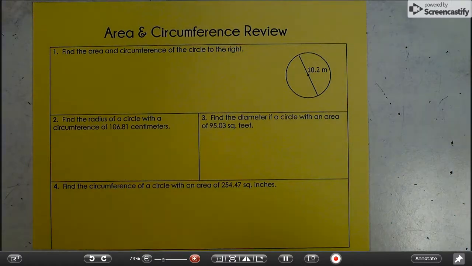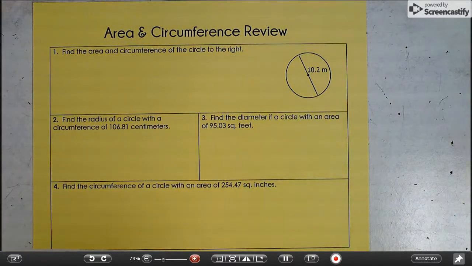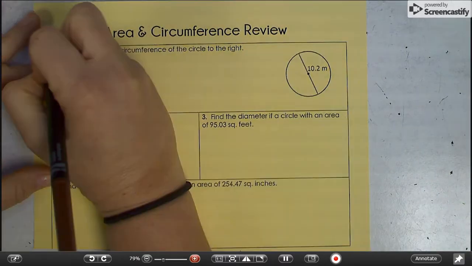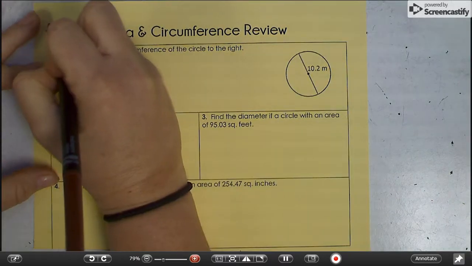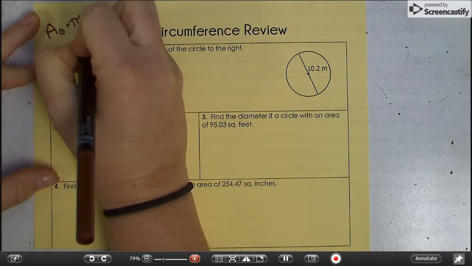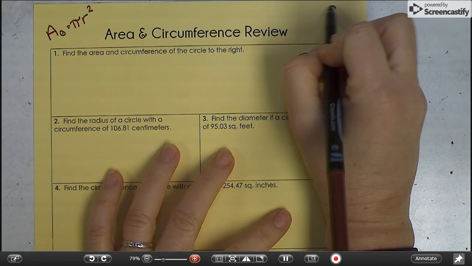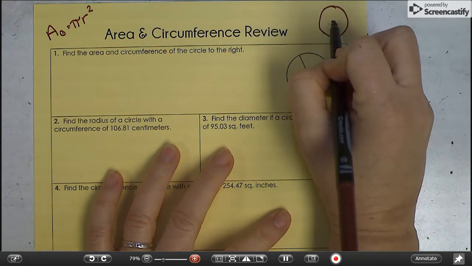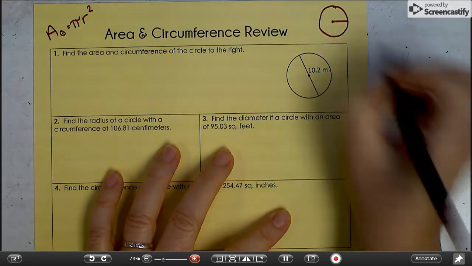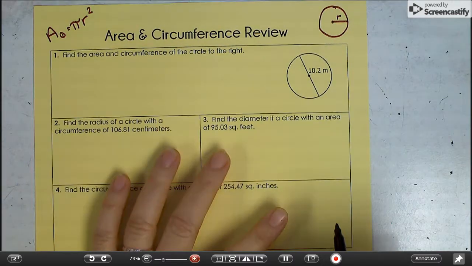So, just to review, you'll be given this formula. You don't have to memorize it, but most people have it memorized. The formula for area of a circle is pi r squared, with r being the radius of a circle. So if here's a circle, the distance from the center of the circle to the side is the radius.